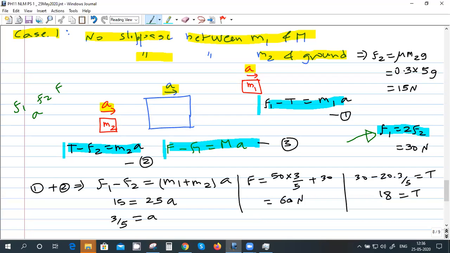And there should be an easy way to solve it, because it is an IIT JEE question, calculations won't be difficult. Only the conceptual clarity is required. So 1 and 2 equations, if I add them, tension will go away, so only acceleration is unknown. Before that, one more thing is there. You can calculate F2.